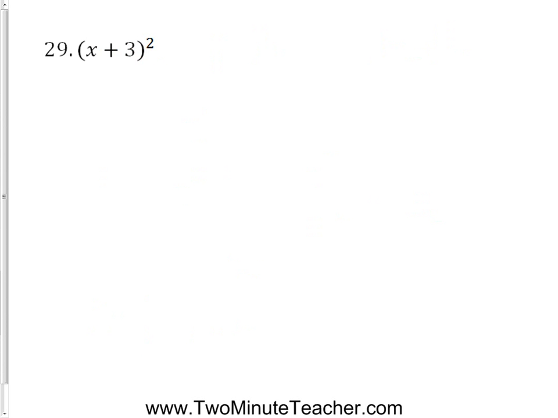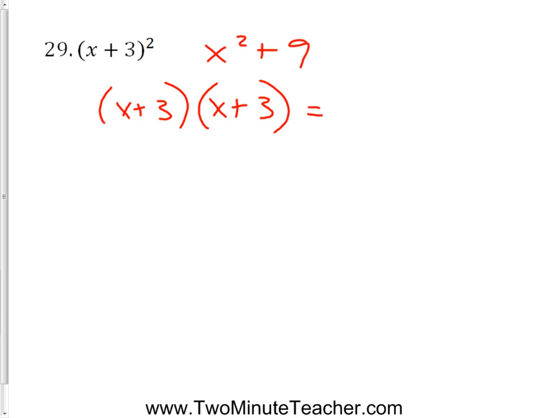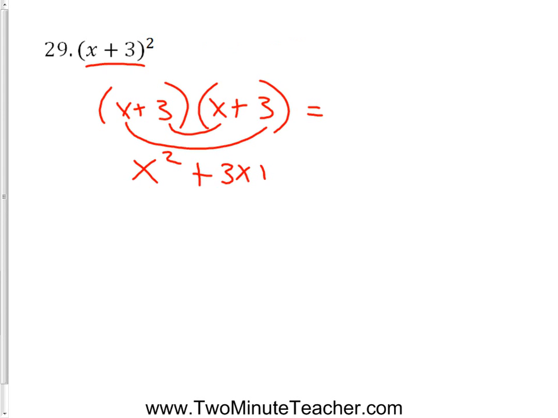All right, moving on. x plus 3 squared. So often kids write x squared plus 9. Wrong. It's actually x plus 3 times x plus 3. And that's what squared means, multiply it by itself. And that means that you have x squared plus, and this is the FOIL thing, first, and then outside, and then inside. It's plus 3x plus 3x plus, and then the last, 3 times 3 is 9.